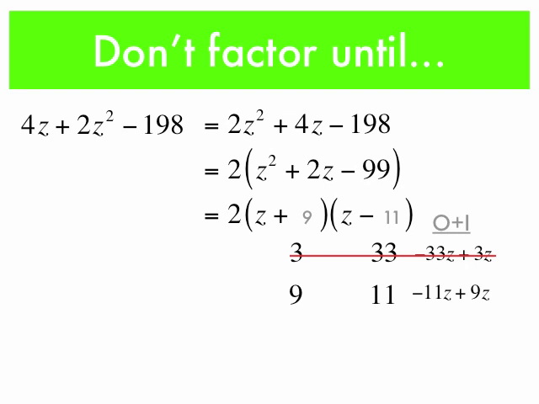Okay, I keep the 9 and 11. I just change the signs. So I have the 2. I have that 2 because I factored it out. 2 times z minus 9 and z plus 11. All right, we'll go on to the next example.